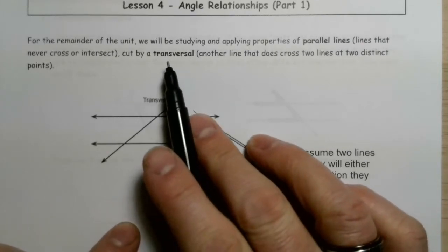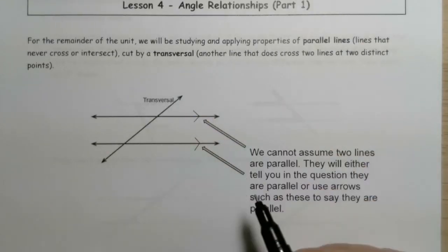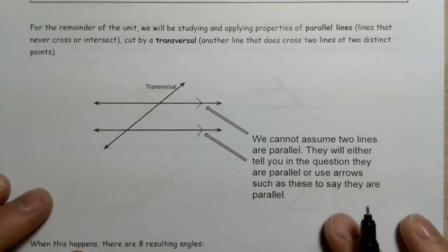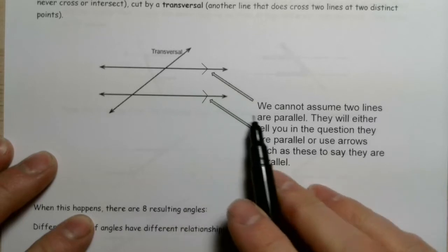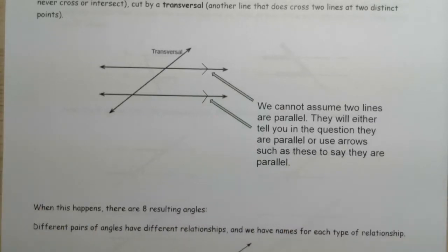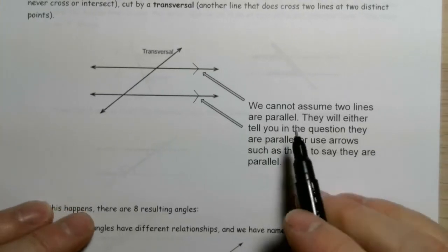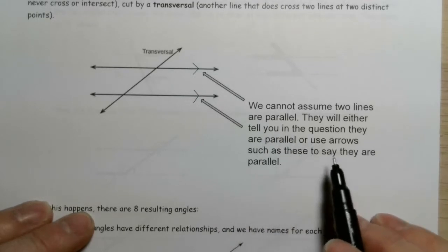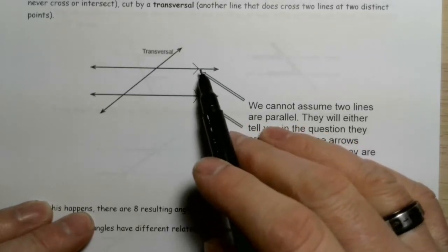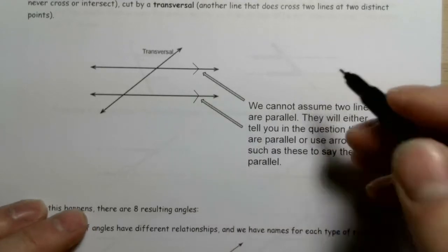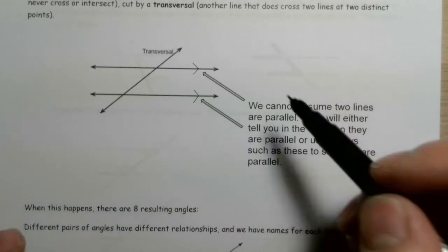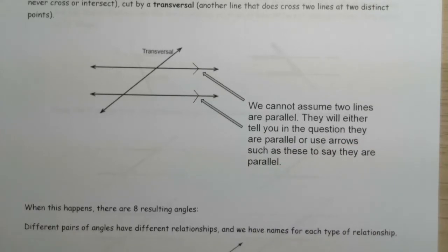And a transversal is a line that cuts through both of those. So we're looking at the relationship between the angles that get produced in this scenario. Something to note: when you see two lines drawn, you can't assume that they are parallel. You can't just say, well, they look parallel. In the question, they'll either tell you that they're parallel or they'll use these little arrows. Sometimes people put little triangles instead, but these little arrows mean that those two lines are parallel. So then you can assume that confidently.